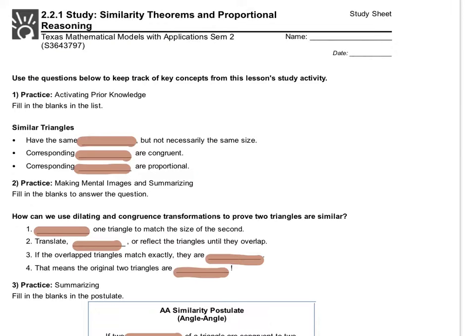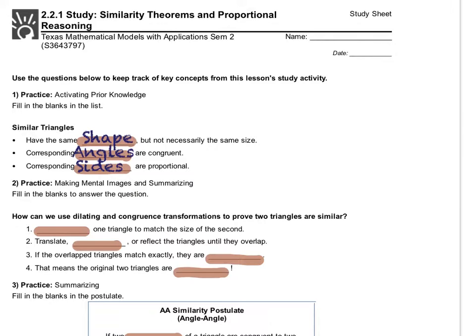Okay, so this is the fun part. We get to review a little bit. So it says activating prior knowledge, practice number 1. Similar triangles have the same shape, but not necessarily the same size. Corresponding angles are always congruent, and corresponding sides are proportional.